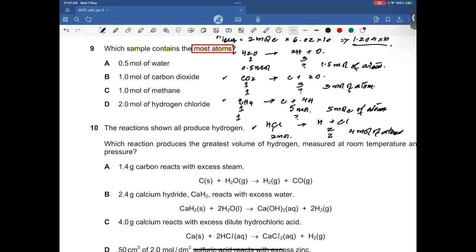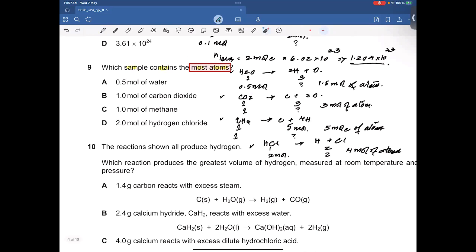जिसके सबसे ज्यादा moles of atoms हैं, वो आपका आंसर होगा. एंड ऑब्वियसली राइट आंसर इज गोइंग टू बी C, बिकॉज 5 moles of atoms आ रहे हैं वहां पर. सही है.